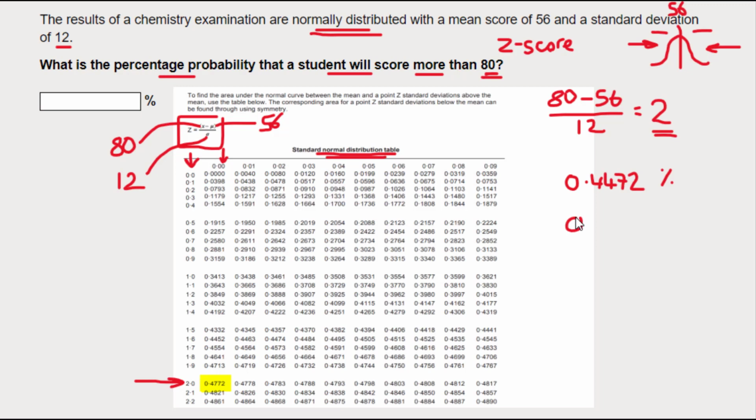So we're going to have to work out that by taking 0.5, so that's the probability of us being at the top completely, minus that 0.4472, and that comes out at 0.0228. Or to turn it into a number in percentage terms, that's 2.28%.